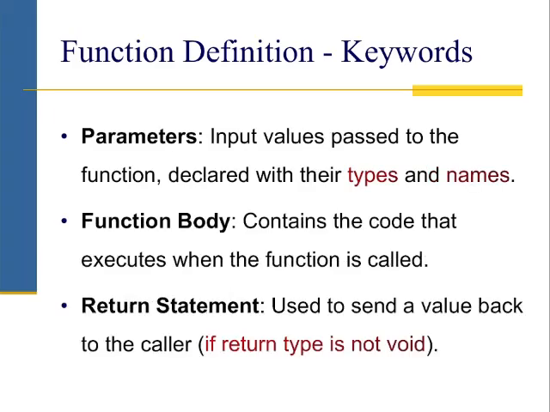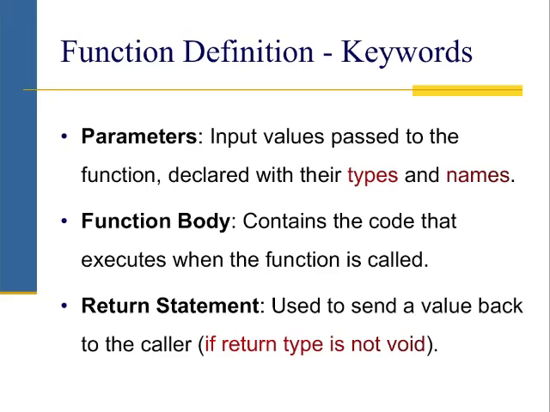So the parameters, they are the input values that are passed to the function. They are declared with their types and their names. And the function body contains the code that executes when the function is called. So basically the function body is what is inside the function, what it is supposed to do when you call the function.